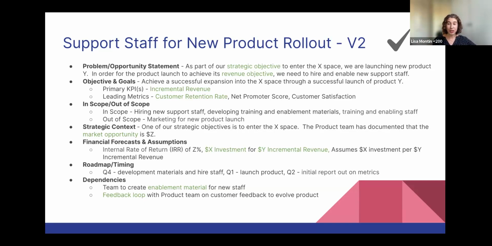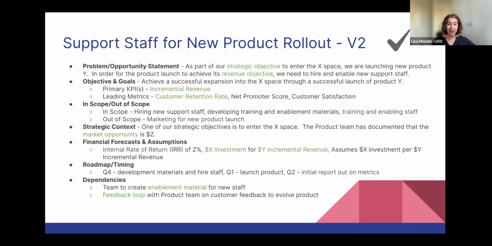Strategic context. You can see here, the product team has estimated the market opportunity, and you're including that information here. That's great. The product team has done all this work making their case for the new product rollout. So you should leverage it to make your case stronger for the support staff. And then you can see here under the assumptions, instead of just saying we need the 2 FTEs, you have a ratio. So it's a certain investment required based on the expected revenue. And again, that way you can scale it either up or down.